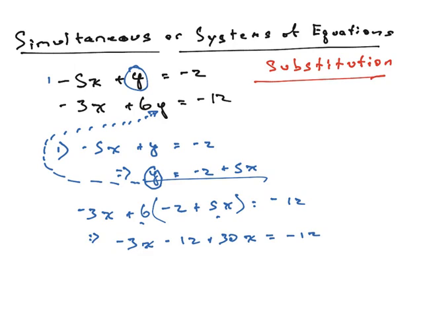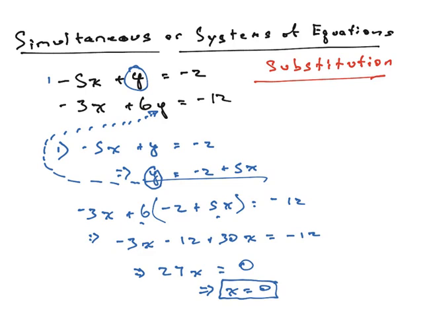Okay, now I'm going to collect like terms. So all the x's on one side, all the other stuff on the other. So minus 3x plus 30x is 27x. And then the negative 12 that's on the left, I'm going to move it over to the right. And so negative 12 plus 12 becomes 0. And this is easy. Solve this for x, I get x is equal to 0. I now have one of my answers. I now know x is 0.